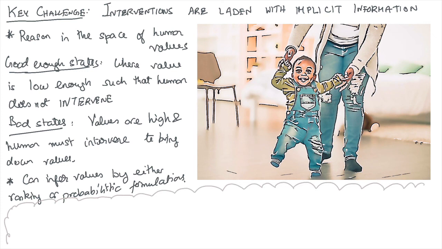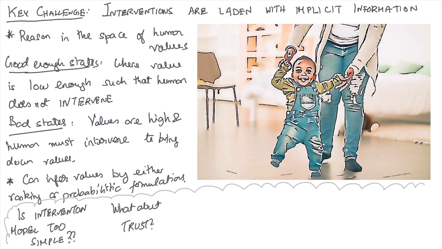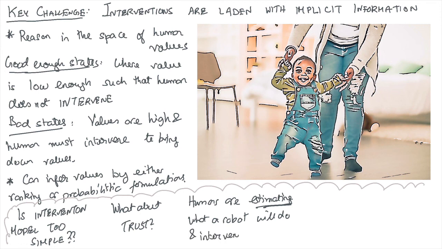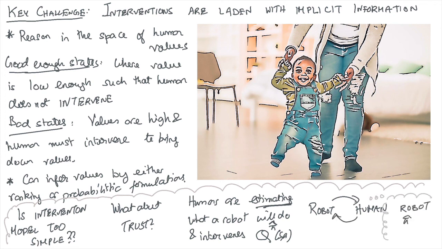And looking ahead, there are a lot of open questions that we can ask. For example, is the intervention model we're using too simplistic? How would we model something like trust? For example, we know that humans are always estimating what a robot might do and intervening based off of that. This makes the intervention model quite complicated, and creates a sort of interaction where the robot interacts with the human that has a mental picture of the robot. And so figuring out how to tractably solve such problems is an interesting open direction of future research.